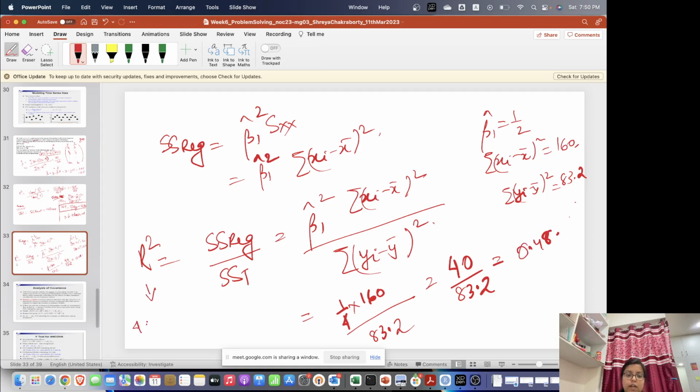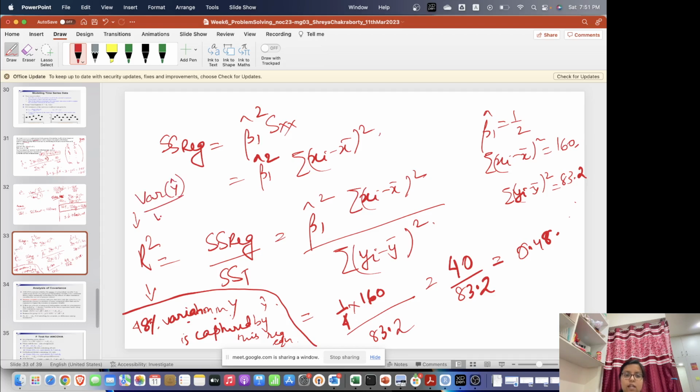So how do we interpret R square? We interpret that 48% of the variation in y is captured by this regression equation, or in other words, 48% of the variation in y is captured by y hat. R square is nothing but the proportion of variance of y hat divided by variance of y. So the closer R square is to 1, the better is my regression fit.